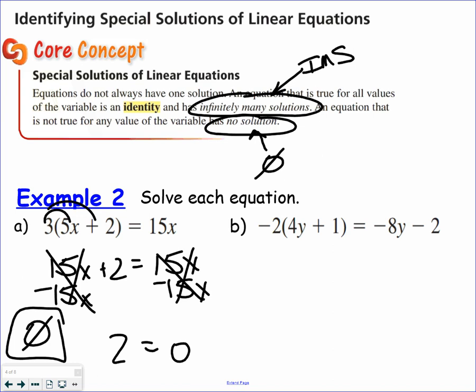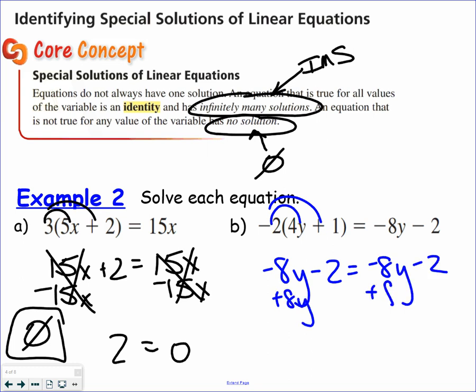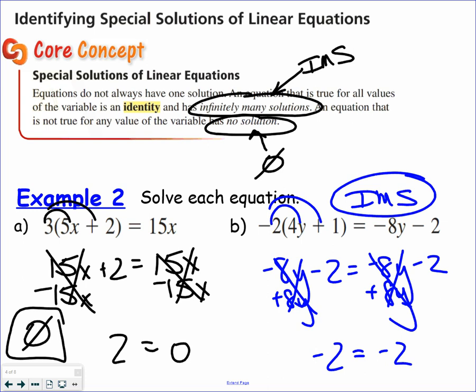Next one. Again, looks like any other question that I might have given you. You're going to distribute. I go to add 8y to both sides to get the y's on the same side. Uh-oh, the y's cancel on one side, and the y's also cancel on the other. Negative 2 does equal negative 2. So those numbers are the same on either side. So yes, this is a true statement. Therefore, there is infinitely many solutions to this.